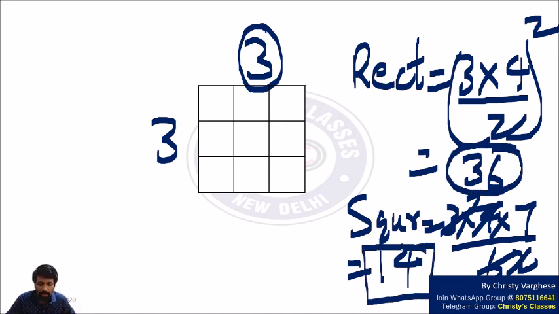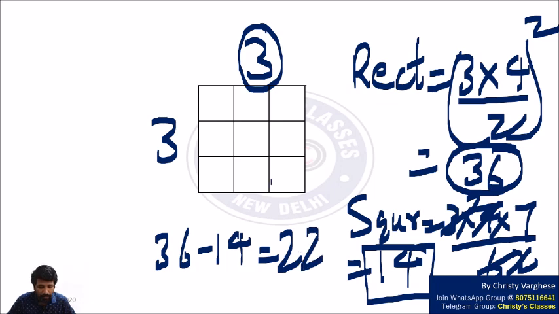If the question is asking total squares, 14 is the answer. If the question is asking rectangles which are not squares, 36 minus 14, 22 will be the answer. Let's see whether you get the same answer when you count manually. Let's find the square number first, because that is the easiest.